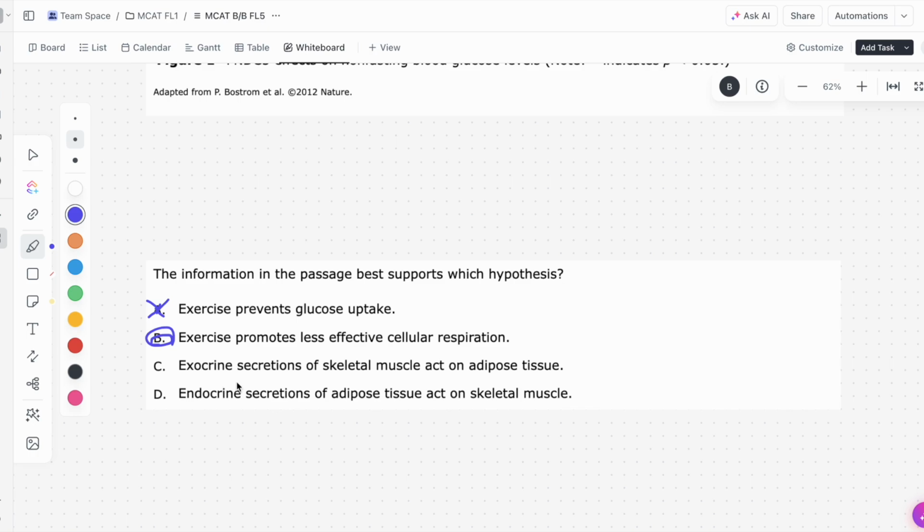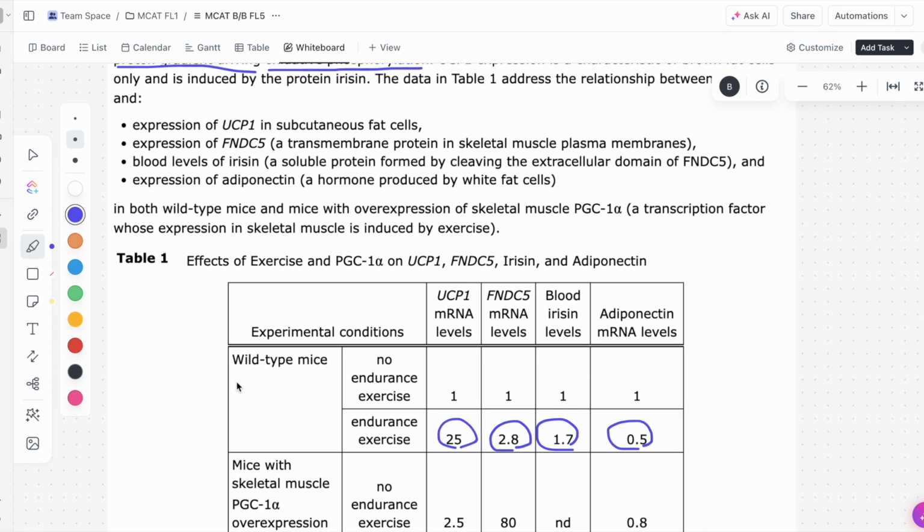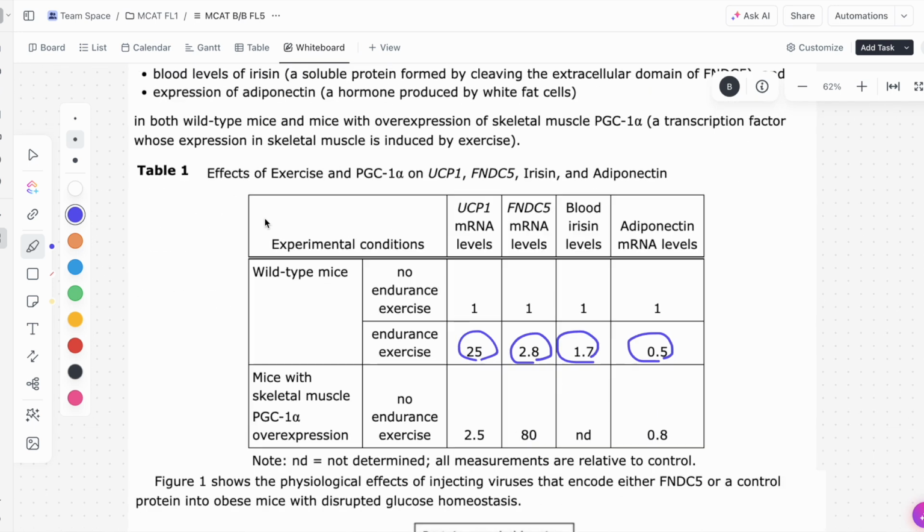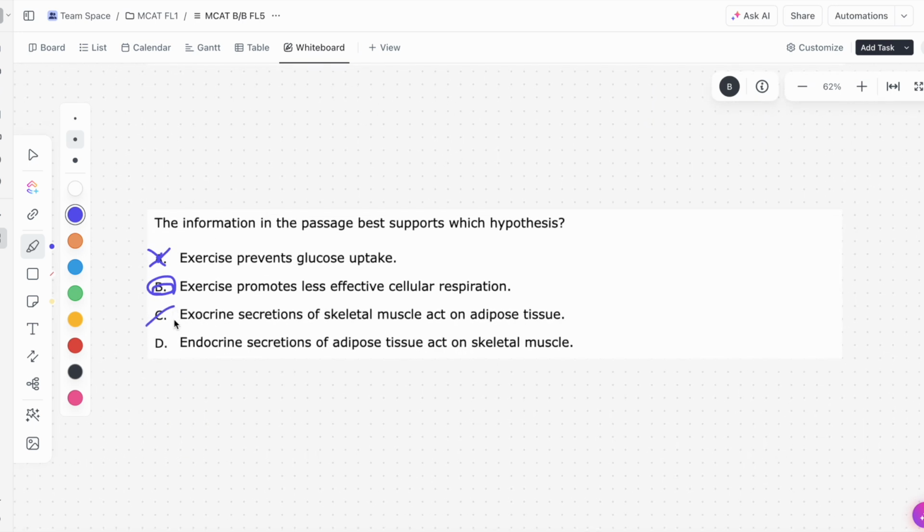Exocrine secretions of skeletal muscle act on adipose tissue. What is this talking about here? It's probably talking about the blood levels of irisin. I'm not entirely sure how to pronounce that. It's a soluble protein formed by cleaving the extracellular domain of FNDC5. And remember, this extracellular domain is found in skeletal muscle cells' plasma membranes. But the problem here is its blood levels of irisin, which tells us that this is actually a soluble protein that is an endocrine protein. It's an endocrine hormone as opposed to exocrine. So that means that C is probably not correct.